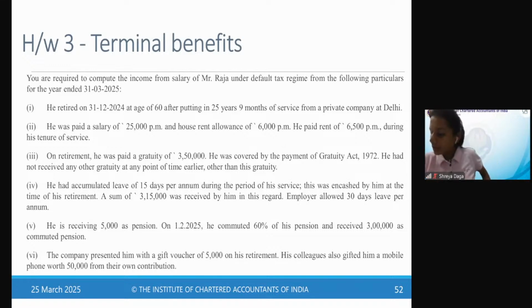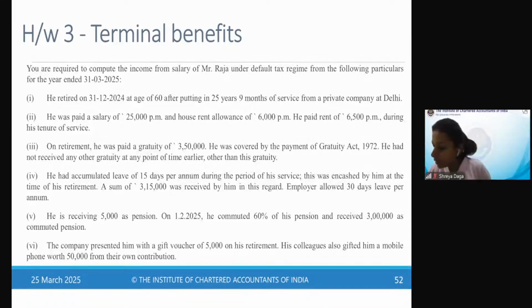So first of all, you start plotting. The person has retired at the age of 60 after putting in 25 years, 9 months in a private company at Delhi. Okay, this point in itself does not invite any treatment. Second point, he was paid a salary of 25,000 per month and HRA. So please plot basic 25,000 per month. Please calculate till December, because after that he will not be getting it, na? He must have got it for April to December only. Please calculate till December.